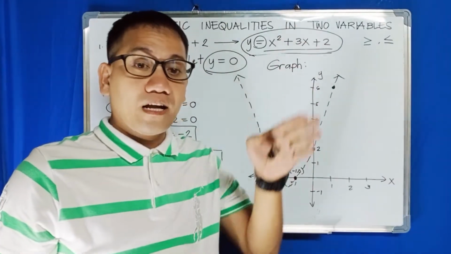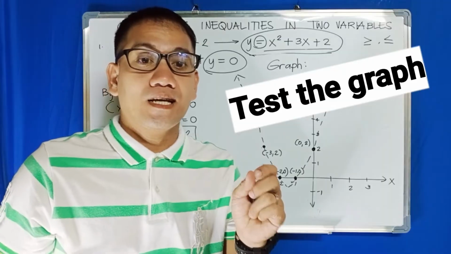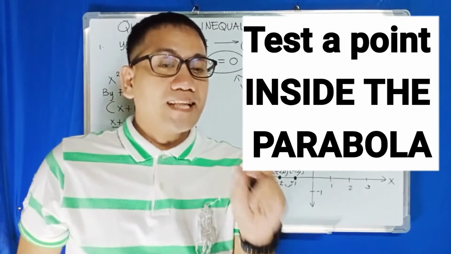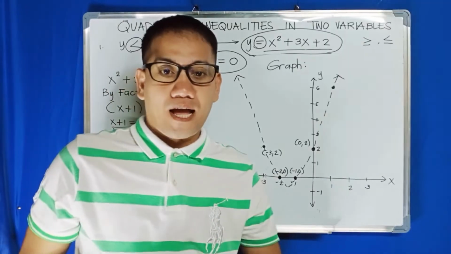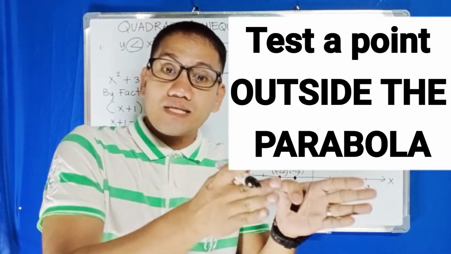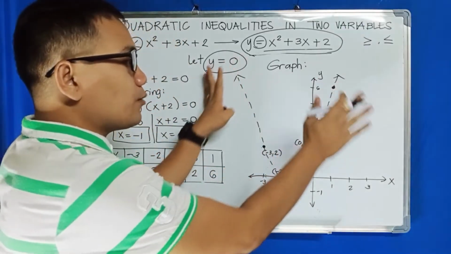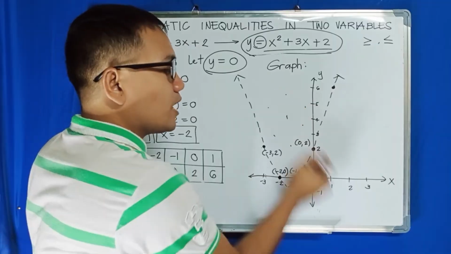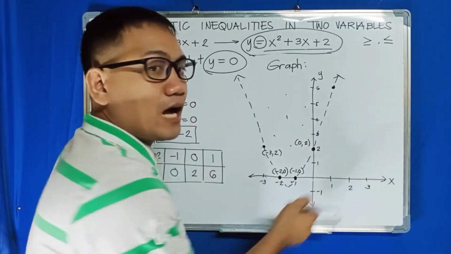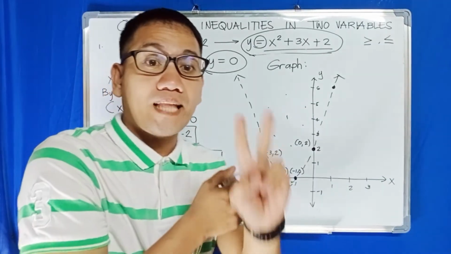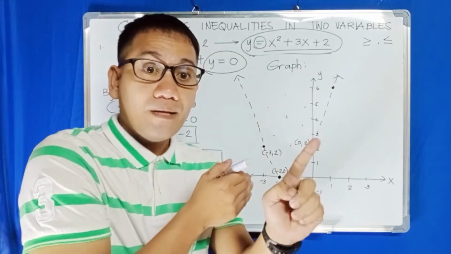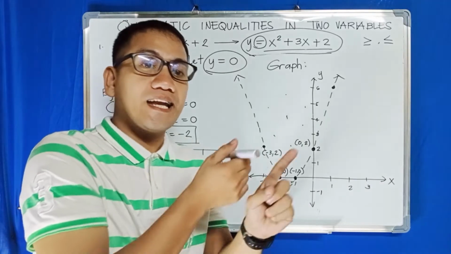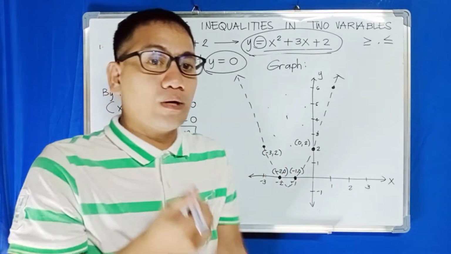Then, after we draw our graph, the next thing that we will do is to test which part of our graph will be tested. So, we will test a point that can be found inside our parabola and a point that is outside our parabola. If we look at our graph, there are different points present inside our parabola, and there are also points present outside our parabola. So we will test 2 points. One point is present inside our parabola, and another point is present outside our parabola.